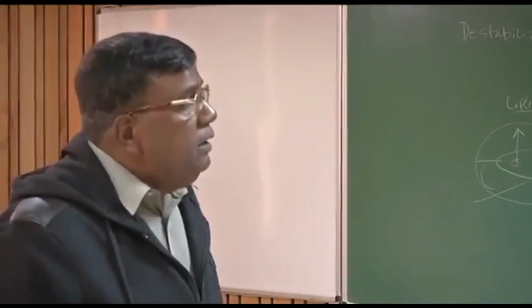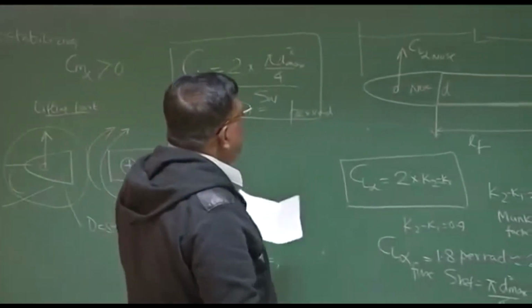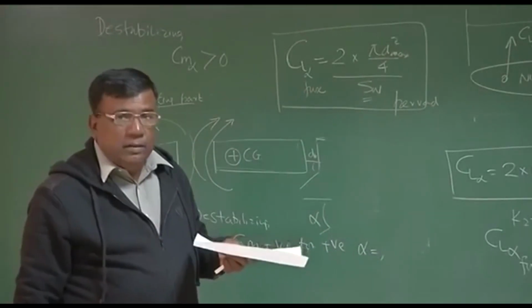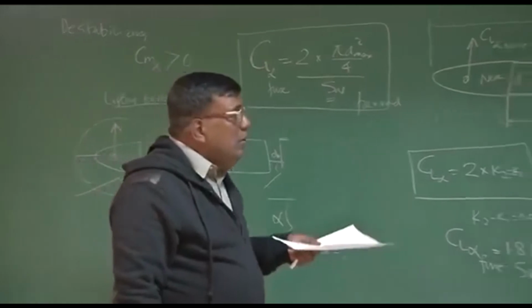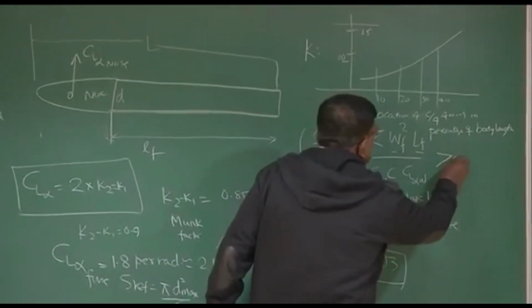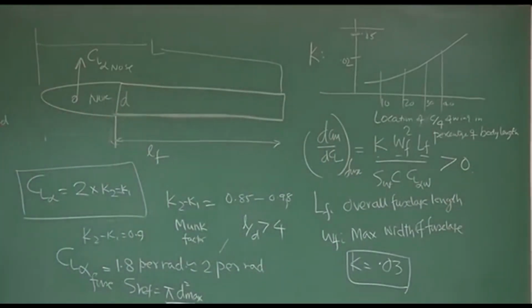And if not that, you should be very, very sure that fuselage will always be contributing toward destabilization. That is, the CM alpha or dCm by dCl will be greater than 0. You could see here, dCm by dCl is given like this, and this is greater than 0. That, as a fundamental understanding, it should be clear to your mind.